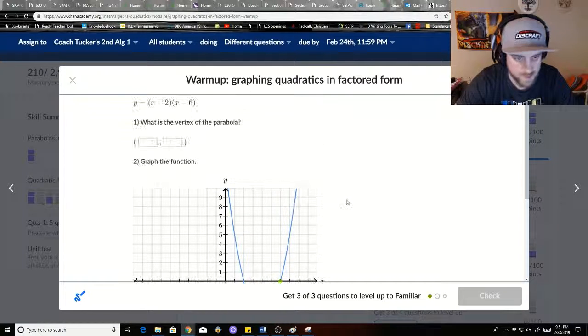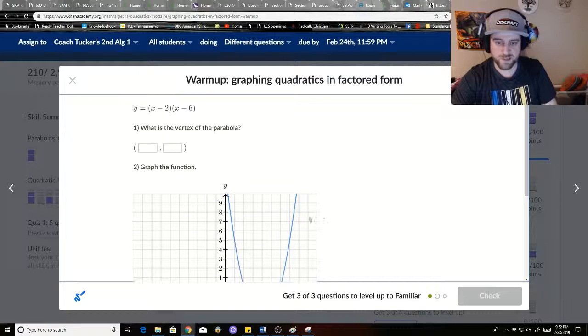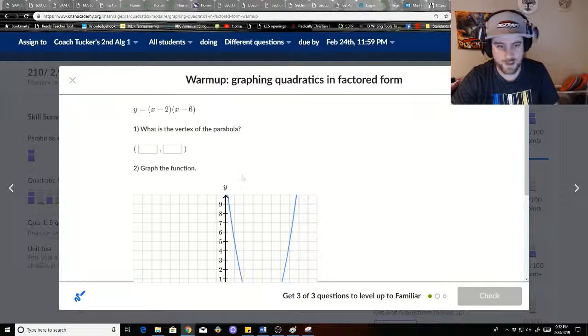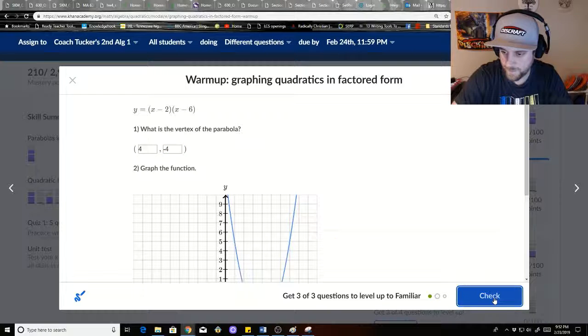And again, check it real quickly. Remember, the other x-intercept should be 2, and we verify that by checking here. Yep, it is 2. We're good. (4, -4), and we're good.